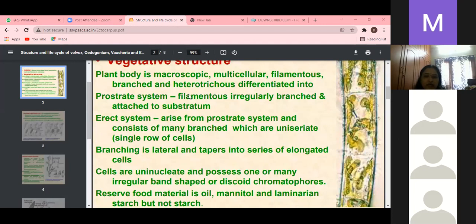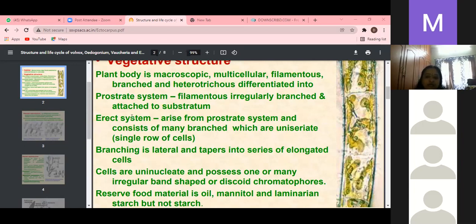Okay, what is a prostrate system? This prostrate system's other name is creeping system. Both names are the same, girls, don't confuse. In this system, filaments with irregular branching are present, attached to the substratum. In the prostrate system you can observe the thallus, the filamentous plant body, with irregular branches attached to the substratum.